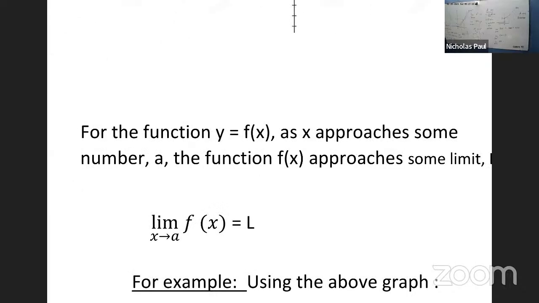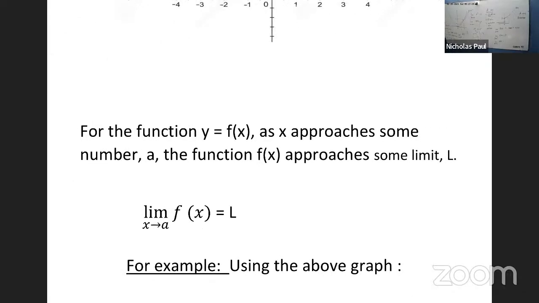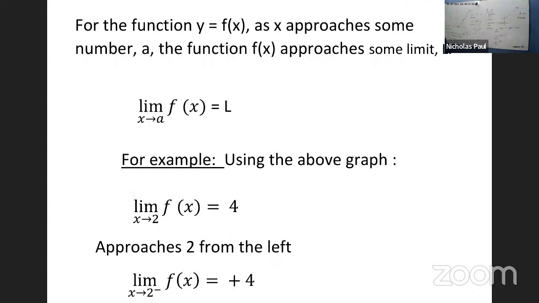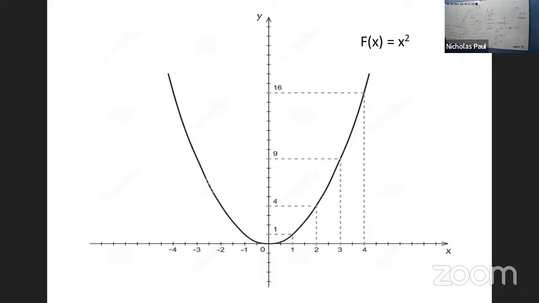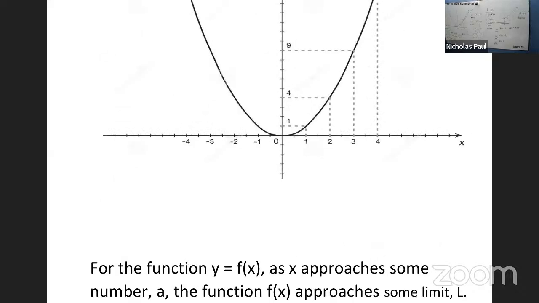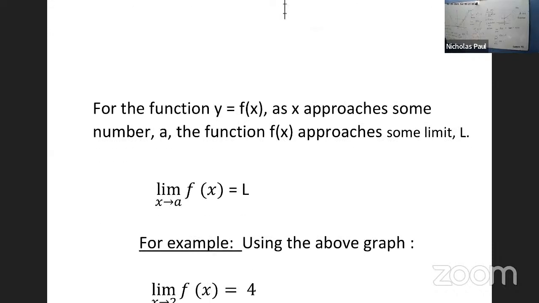Now, we need to understand this first part here. For a function y equals f of x, as x approaches some number a, the function f of x approaches some limit n. For example, in the graph above, as x approaches 2, f of x is 4. I showed you that already. It's the same function we're doing all the time. John, you okay with that? Brianna?